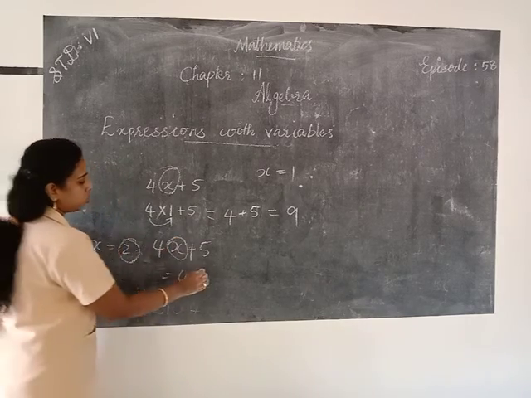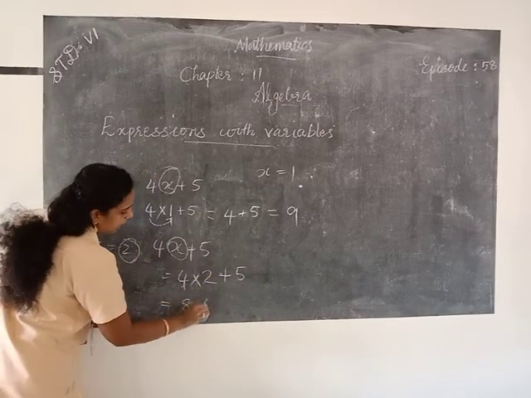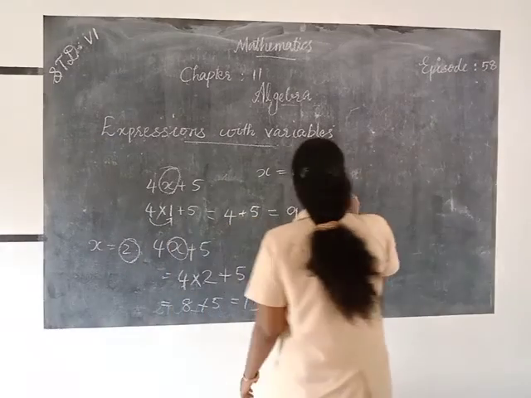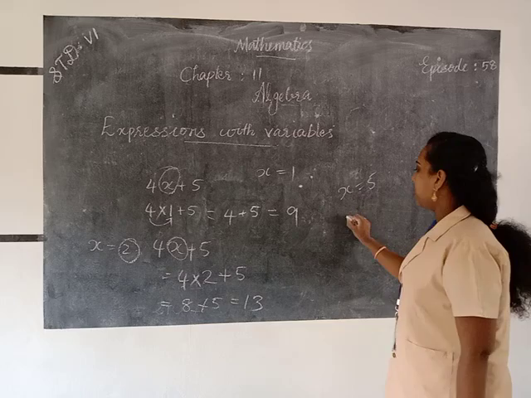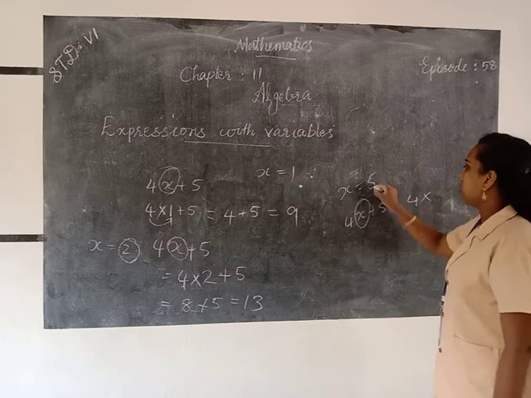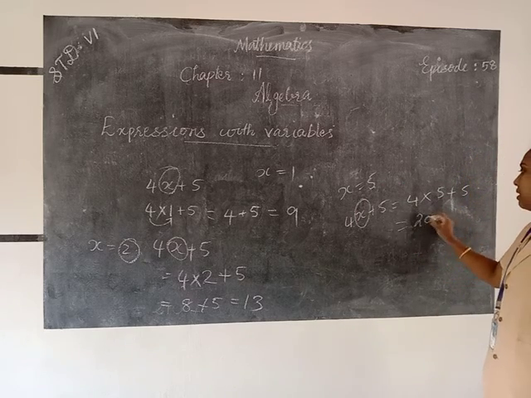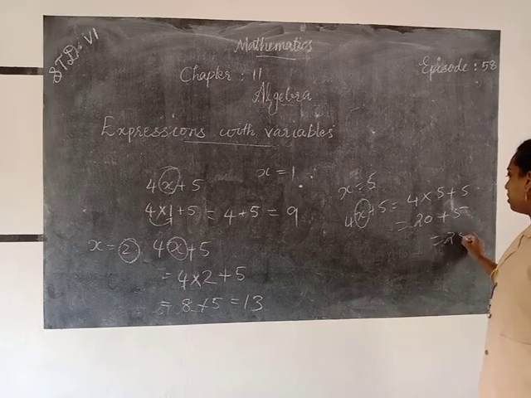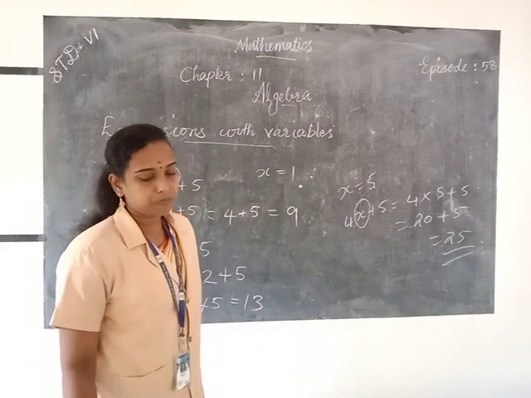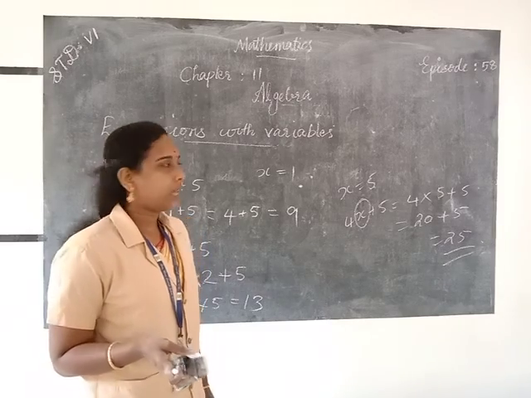Value of x is 2, so 4 into 2 plus 5, that's equal to 4 2s are 8, 8 plus 5, that's equal to 13. If you put the value of x is equal to 5, then the equation becomes 4x plus 5 is equal to 4 into 5 plus 5, that's equal to 5 4s are 20 plus 5, then we get 25. So in this way we can find if an equation is evaluated or not.